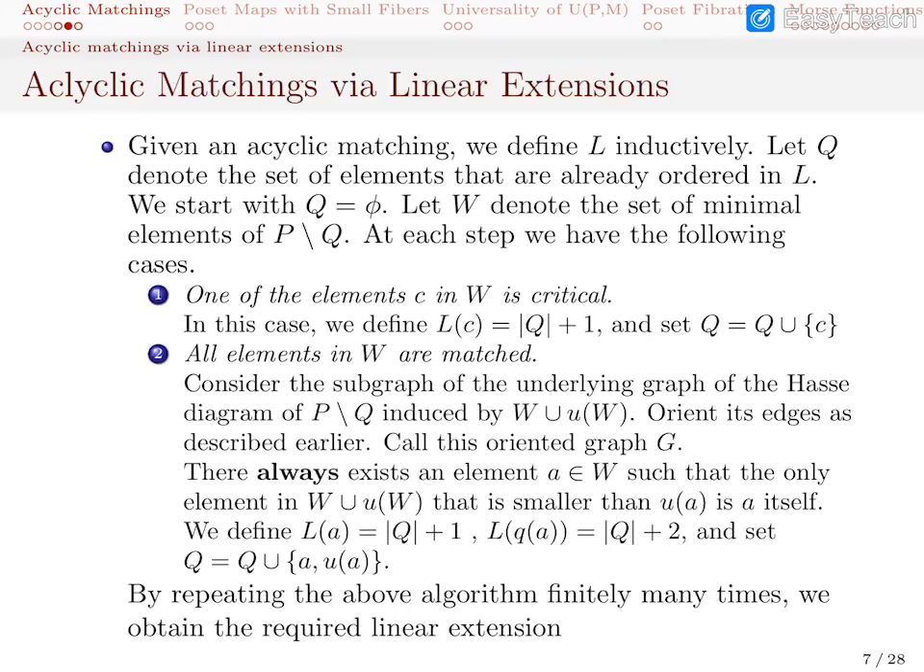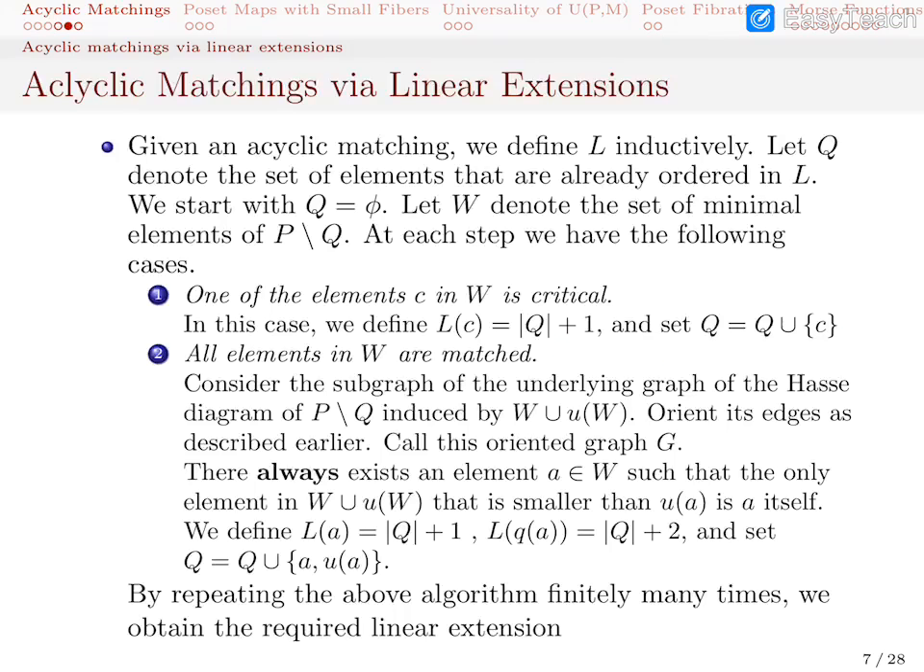Now let W denote the set of minimal elements of P minus Q, and at each step we have the following two cases. So first of all, if at least one of the elements of W is critical, then we just let L(C) be |Q| plus 1 and set Q equal to Q union C.